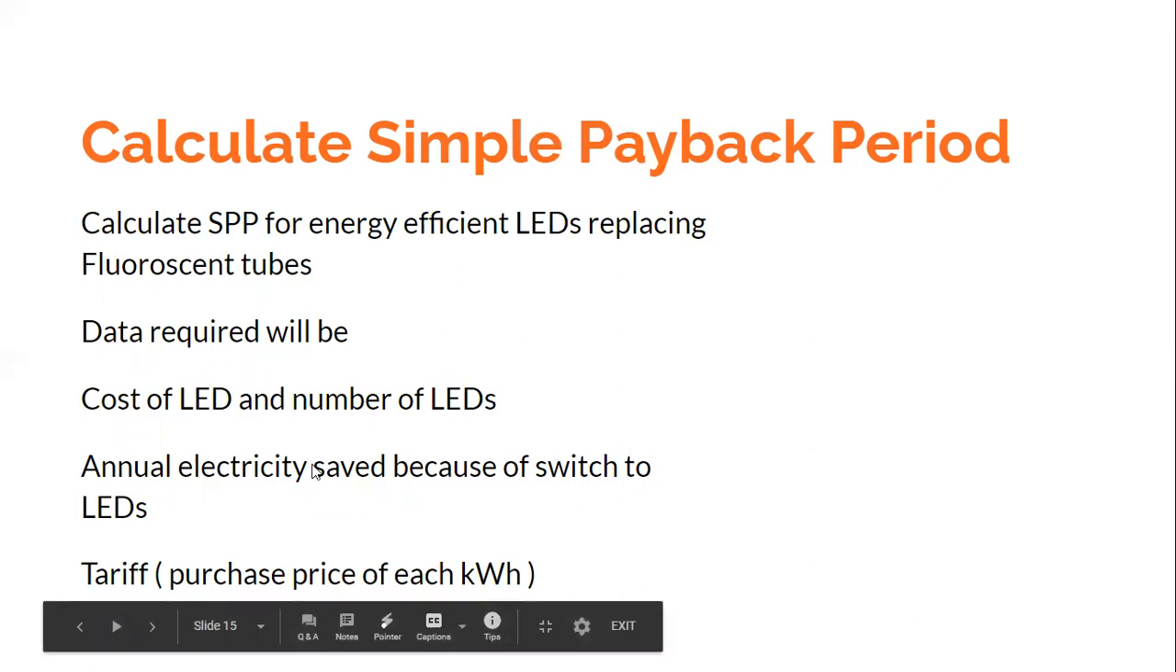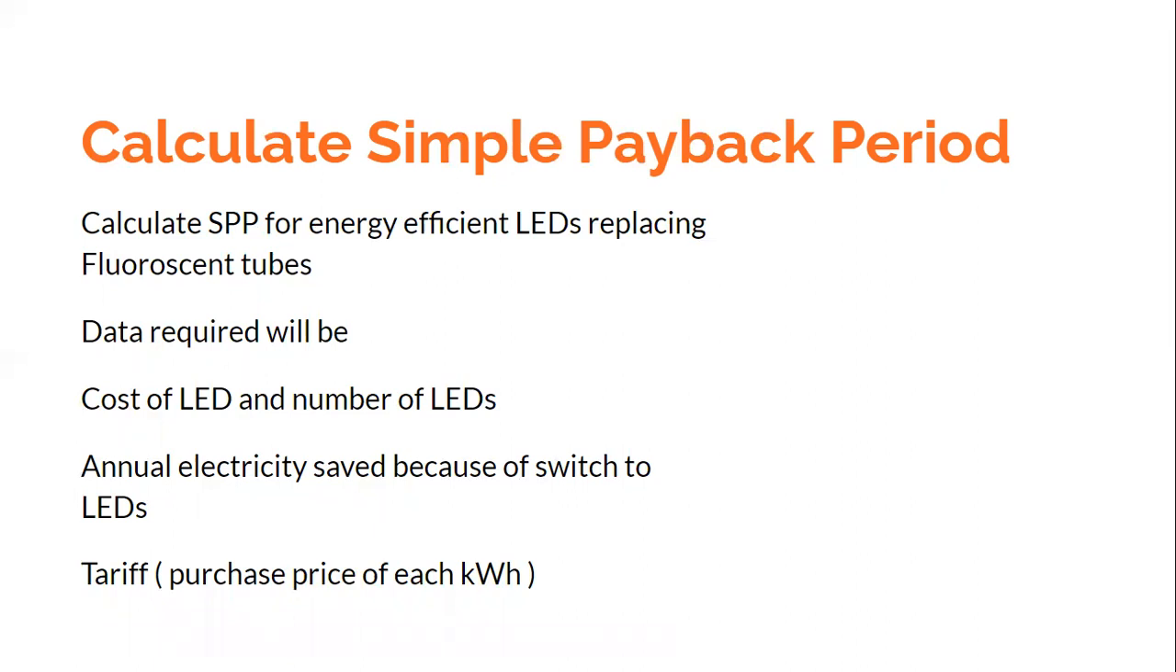And similar to our calculations of solar water heater, we need to arrive at the electricity saved because of switching towards the LEDs, and we need to have reasonable information about the tariff or the purchase price of electricity. So tariffs and savings would give us the annual savings, which is the denominator of the expression, and the cost of LEDs and the number of LEDs would give us the initial investment. So initial investment on LEDs upon the savings in whatever currency we are talking about, that annual savings would give us the time period, which is called as a simple payback period.